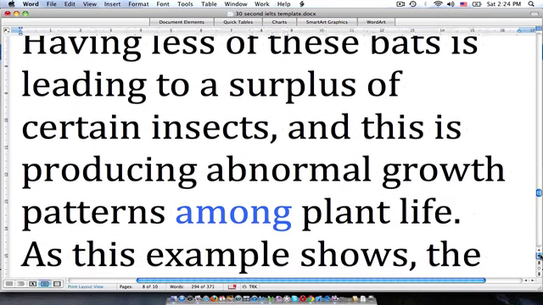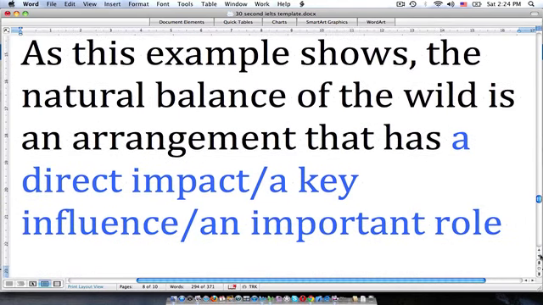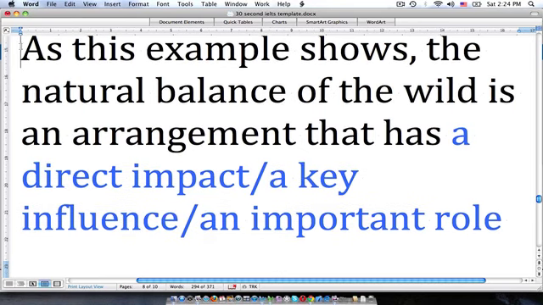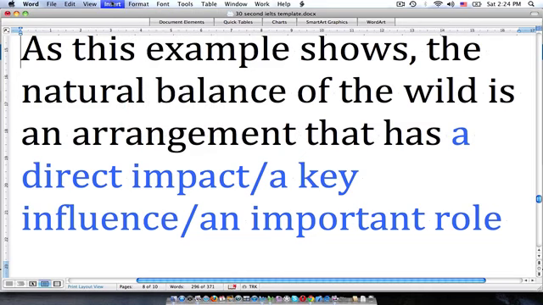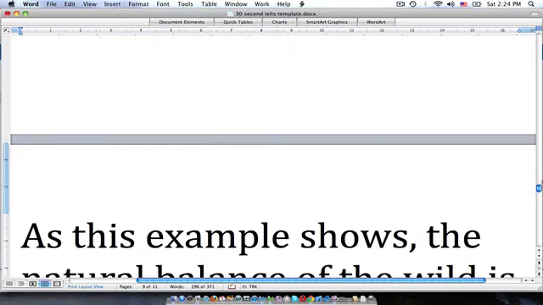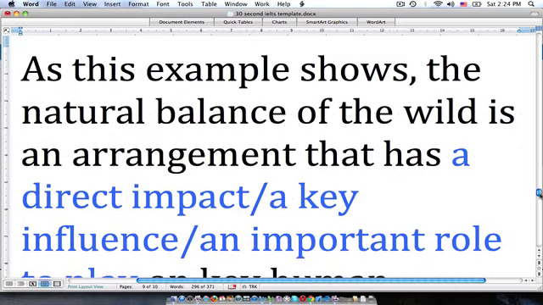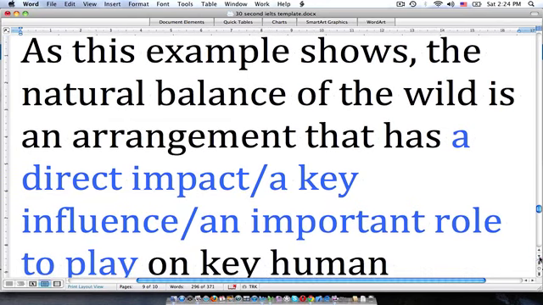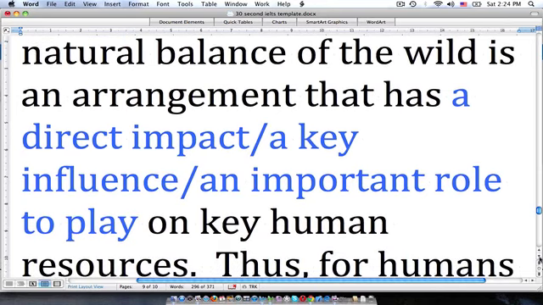As this example shows, the natural balance of the wild is an arrangement that has a direct impact, a key influence, an important role to play on key human resources.